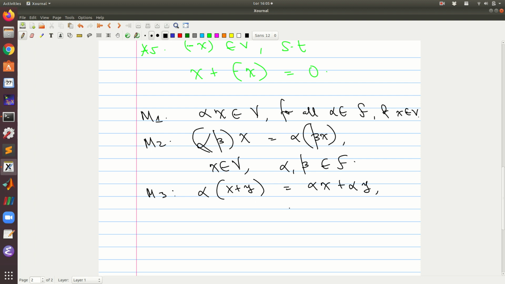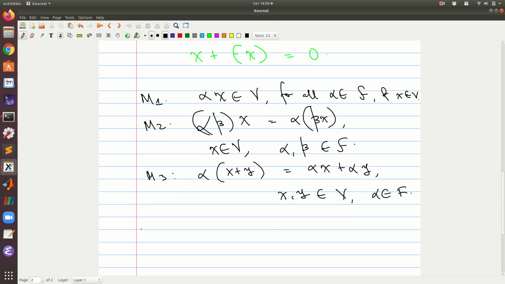We have for x and y taken from V, and then alpha taken from F. So what does M4 tell us? M4 tells us that alpha plus beta times x is the same as alpha x plus beta x. Again, for x taken from V, and alpha, beta taken from F.